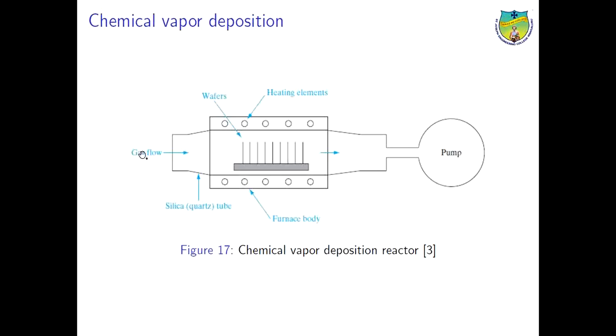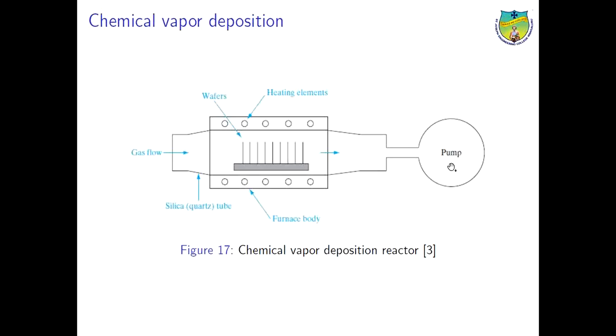So over here a gas such as silane is flown into this furnace body, which holds the silica or the quartz tube in which the wafers are being placed. So wafers are placed over here into this silica tube or the quartz tube, and this is there in a furnace which contains the heating elements. So when the gas is flown, it reacts with the oxygen to form SiO2, and the gas flows out from the other end of the furnace. So this low pressure chemical vapor deposition can also be used to deposit silicon nitride onto the wafer surface.